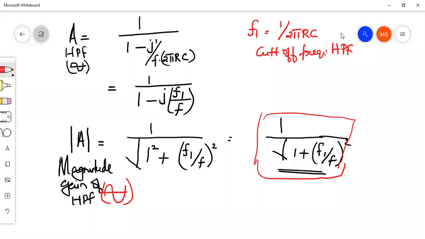Yes, sir. Yes. So we got this equation. Next, I'm taking the slides. Next slide.